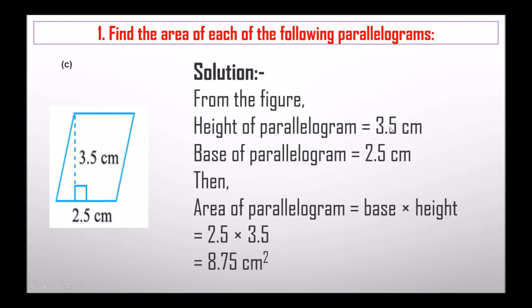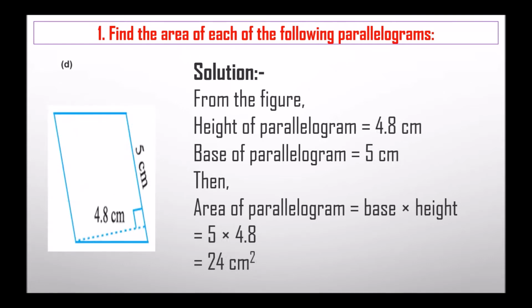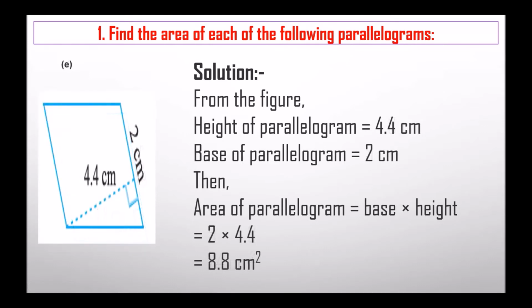Here, third question, height is given 3.5 centimeter, base is given 2.5 centimeter. Formula is base into height, so 2.5 into 3.5, it is 8.75 centimeter square. Next, D, height is given 4.8 centimeter, base is given 5 centimeter. Area is base into height, so 5 into 4.8, that is 24 centimeter square. Height is given 4.4 centimeter, base is given 2 centimeter. Area equals base into height, so 2 into 4.4, that is 8.8 centimeter square.